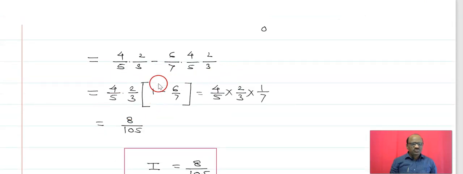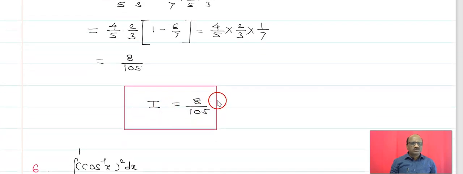Now from these two terms we can take 4 by 5 into 2 upon 3 as common, then in the bracket you will get 1 minus 6 upon 7, and if you simplify it, you will get 7 minus 6, which is 1 upon 7. Therefore 4 by 5 into 2 upon 3 into 1 upon 7, and if you simplify it, you will get I is equal to 8 upon 105.